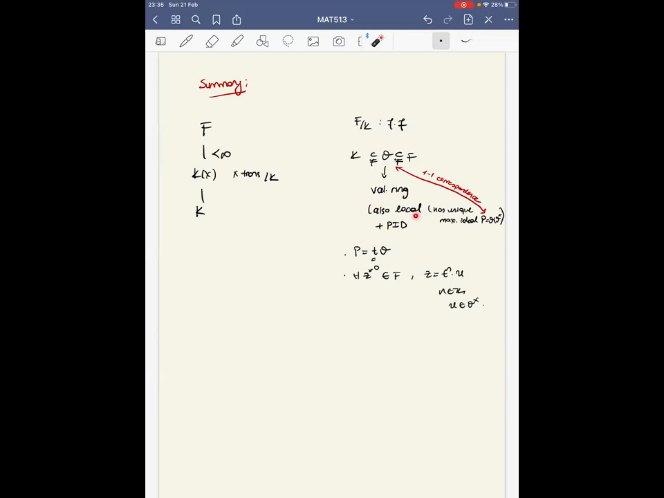valuation ring is also a local ring. So that means it has a unique maximal ideal P, and this is also a principal ideal domain. A principal ideal domain with a unique maximal ideal is called a discrete valuation ring.